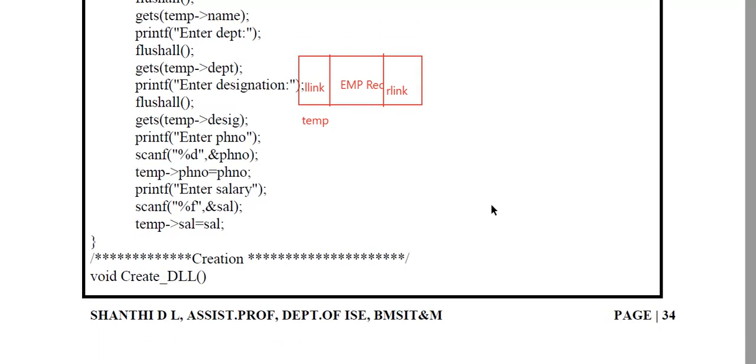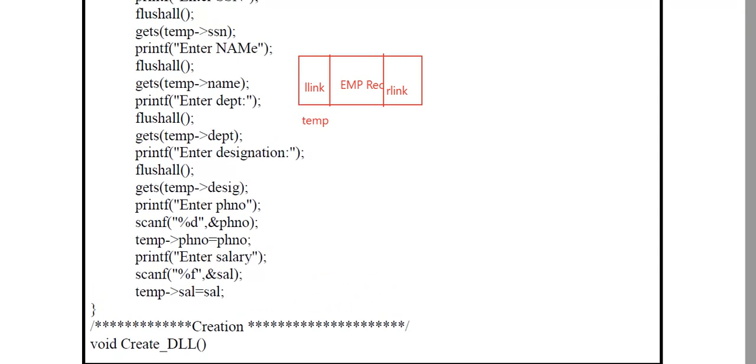So we are reading the details of the employee record. All these details will be read, and temp's salary will be assigned with salary. So this is just a creation of a node and allocating the employee data to this particular node temp.